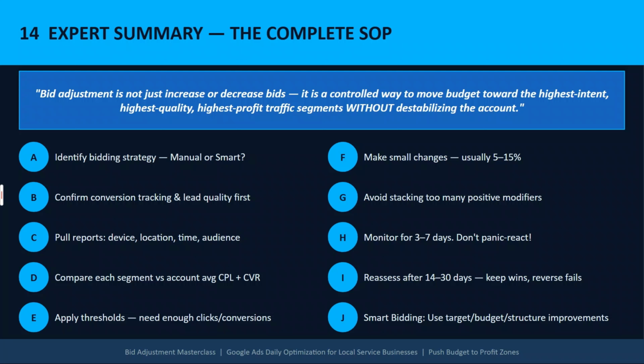Alright, that is everything for today. We covered what a bid adjustment is, why it matters, and how to use it for device, locations, times, and audience. And we went through the full data optimization system.